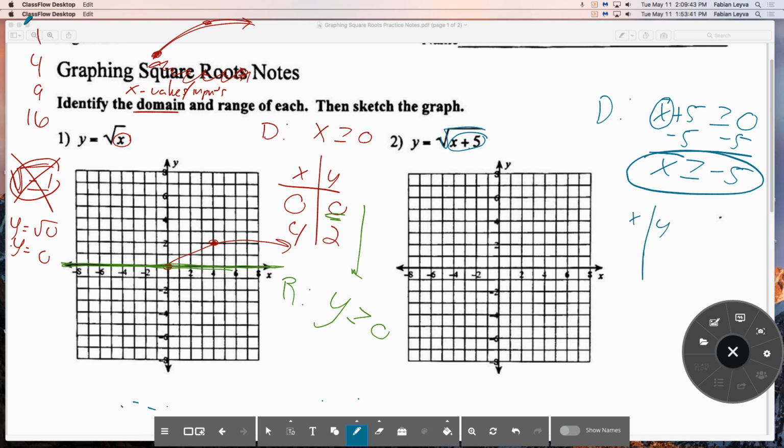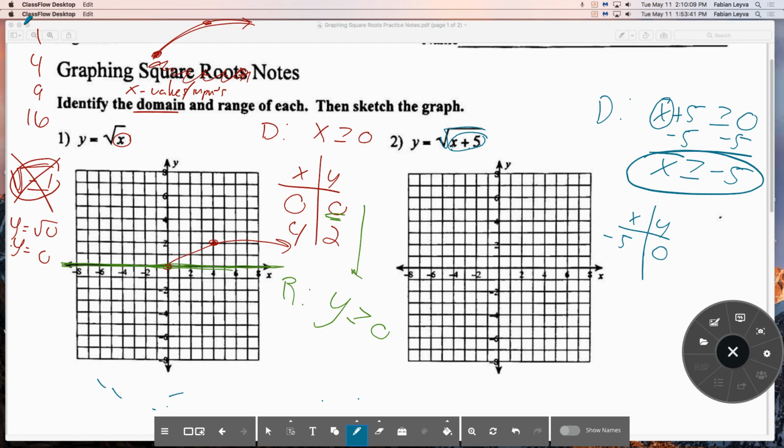So let me make my table, let my first value be negative 5. Now let me go ahead and plug it in. Negative 5 plus 5 is 0, square root of 0 is just 0. Now let's think about this. What is a pretty convenient value that I can plug in? What's the value that I could put in there? 0? You could put in 0, but what's 0 plus 5? 5, square root of 5.